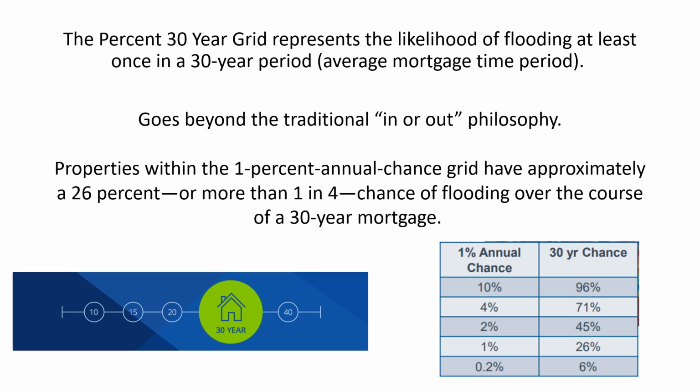The percent 30-year grid represents the likelihood of flooding at least once in a 30-year period, which is the average mortgage time period. It goes beyond the traditional in or out philosophy. Properties within the 1% annual chance grid have approximately a 26% or more than 1 in 4 chance of flooding over the course of a 30-year mortgage.